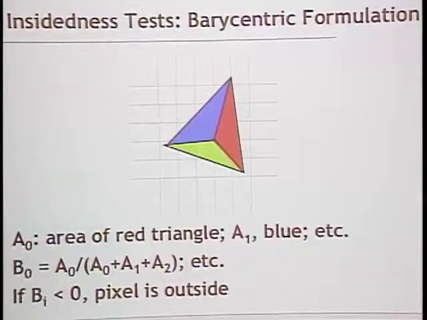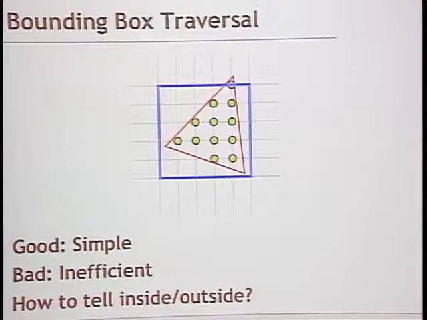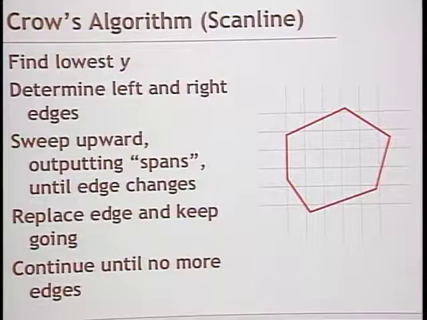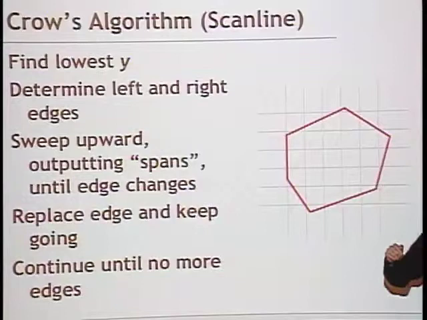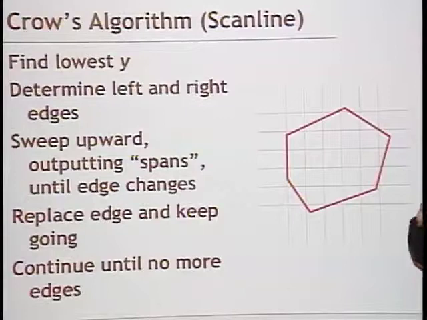So we can use this bounding box traversal, but no, it's not very good. The classic algorithm for this is named Crow's algorithm. It's after Frank Crow. He's a great guy. When I took this class when I was a graduate student, he taught this class. It was really cool. So here's what you do. This works on an arbitrary convex polygon. Concave is where you have sort of a notch cut out of it. That's bad.